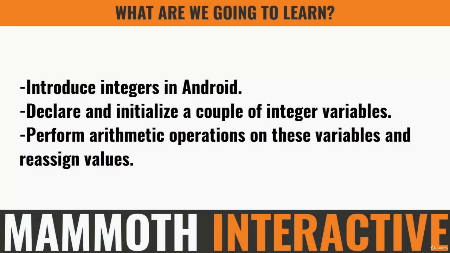In this part of our tutorial, we're going to take another look at integers, but in Android this time. We're going to do that by declaring and initializing a couple of integer variables. We're then going to perform some arithmetic operations on these variables we've assigned values, and we're going to reassign some values so that these variables take on new numbers.